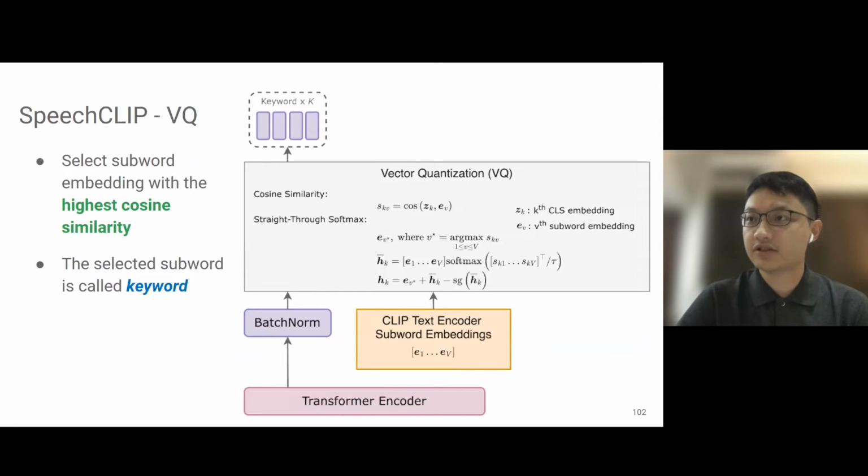For subword selection, we calculate the cosine similarity between each CLS vector and the entire CLIP text encoder subword embeddings. And we treat the cosine similarity scores as logits for subword selection. We use the straight-through softmax technique to forward one-hot subword embedding and make it differentiable on the backward path. Also, before calculating cosine similarity, we use a Bayesian layer for shifting the output distribution of CLS vectors to enhance the training performance.